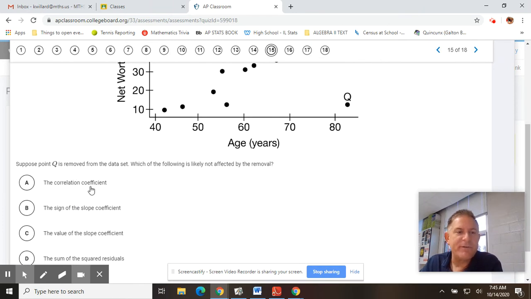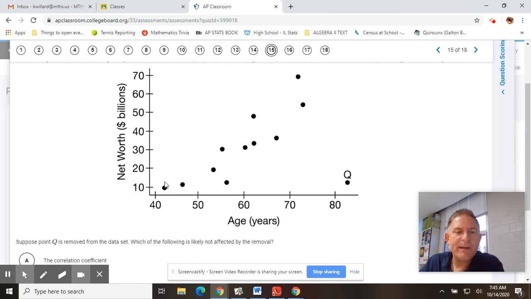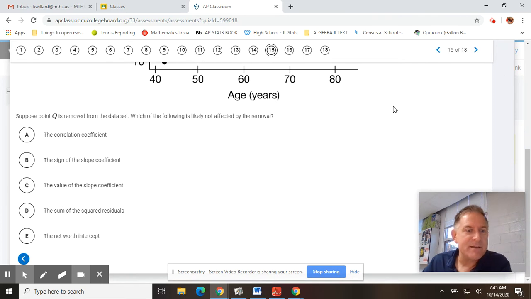The correlation coefficient. No, that would definitely be affected by taking out Q. It gets stronger by taking out Q. The sign of the slope coefficient. Well, slope right now we said would be positive, and if we took out Q, it would be more positive. So I'm thinking this is the answer. The sign of the slope coefficient is not changed. The value of the slope is changed a little bit.